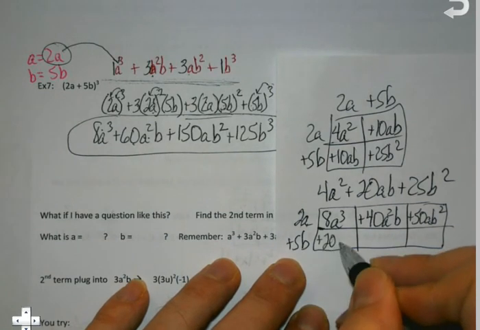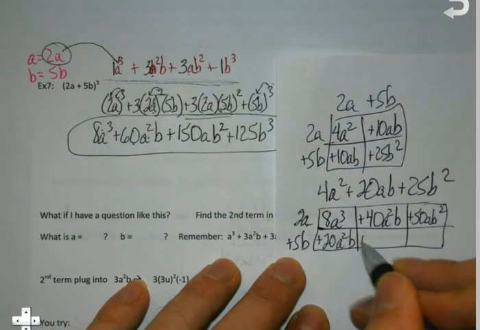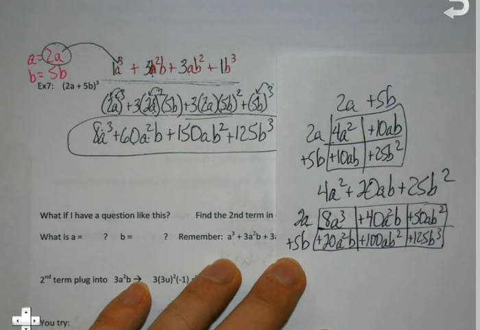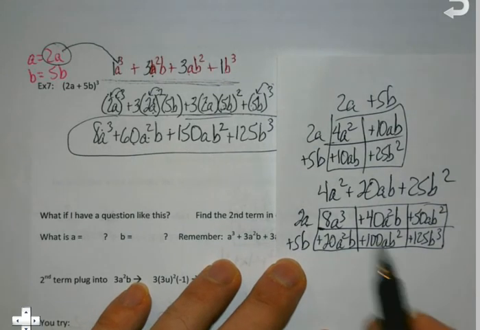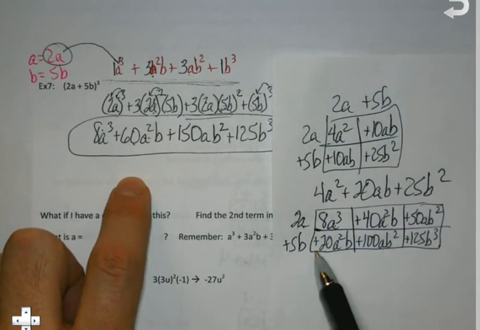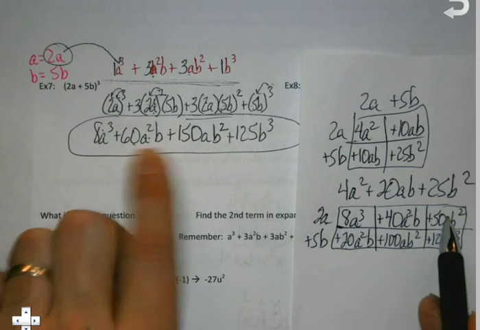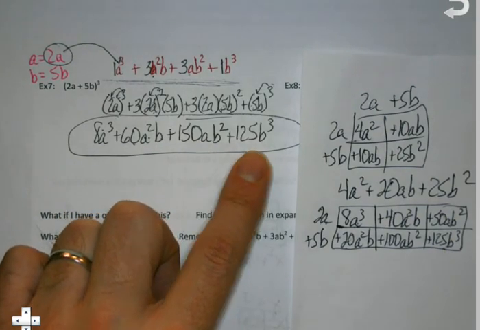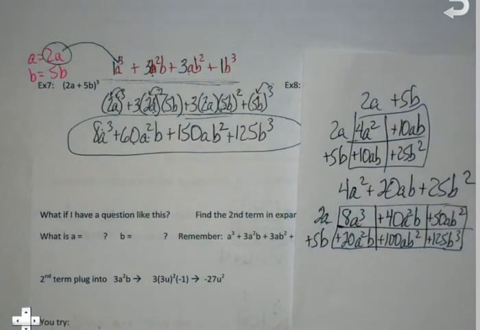So they both have their good qualities, but they both have some issues too. This is a little more time consuming, and there's also more opportunities to make an error somewhere. But I've got my 8a cubed. What's that? So if these two are the same, 20 and 40 is 60. 150 is 150. And there's my last term. So I got the same thing. It's just dependent on how you want to tackle it. So again, it just comes back to a choice.